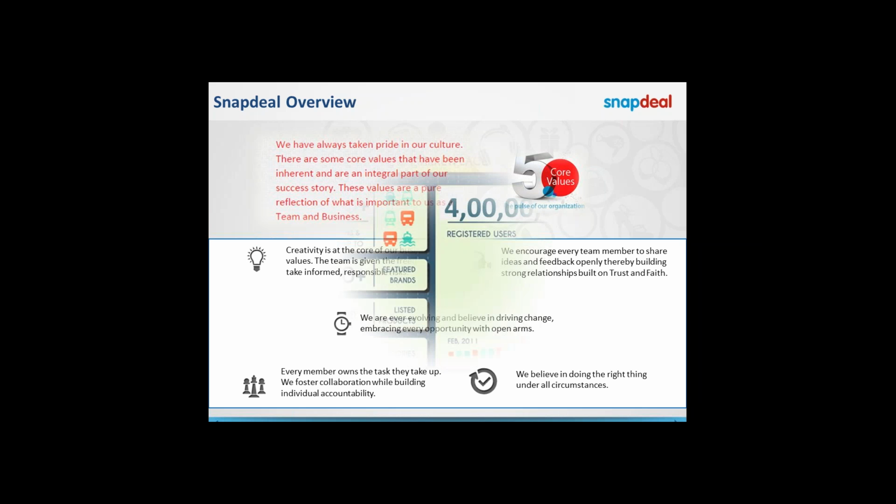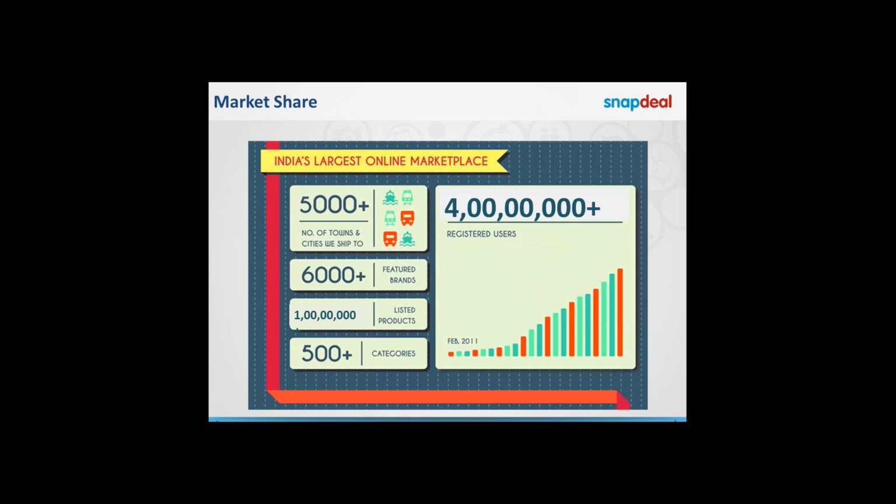Well, just a snapshot of our market share. We've got 4 crore plus registered users. We ship across 5,000 plus cities. There are 6,000 plus featured brands, more than 1 crore listed products amongst 500 plus categories.